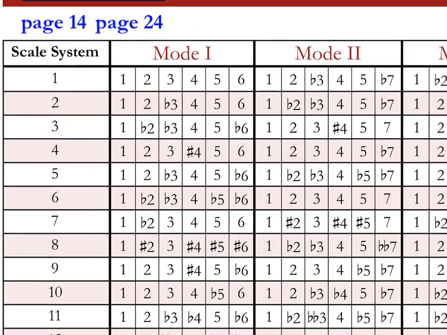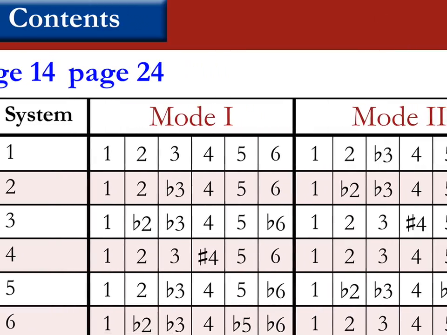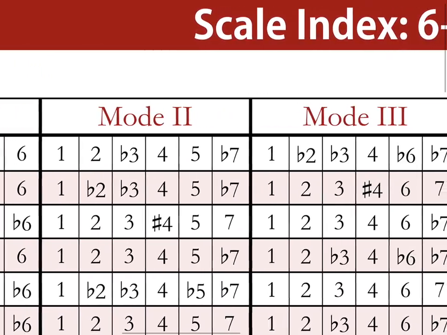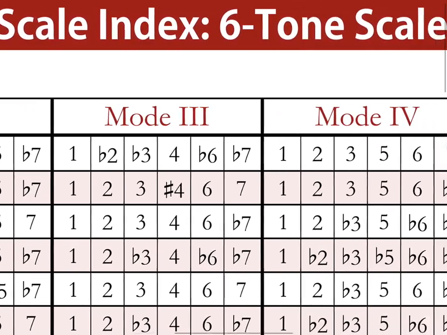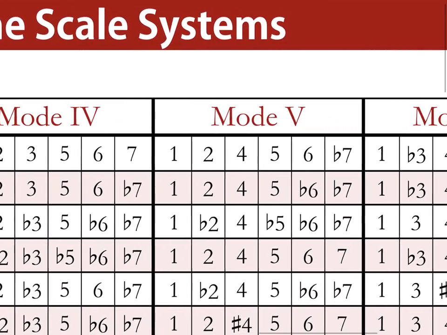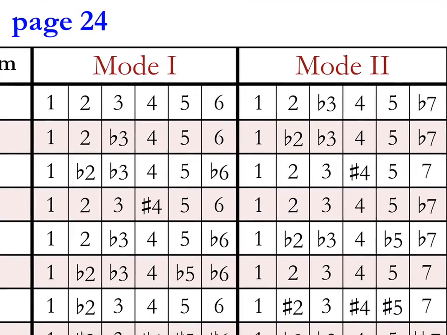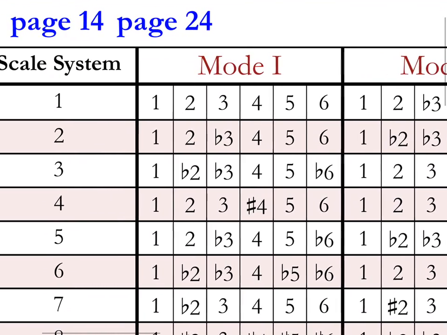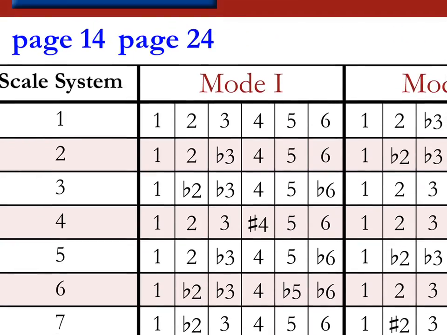If you notice, looking at scale system 1 here at the top, the first mode omits the 7th degree, the second mode omits the 6th degree, the third mode omits the 5th degree, the fourth mode omits the 4th degree, and the 5th mode omits the 3rd degree, and the 6th mode omits the 2nd degree. In this book, every 6-tone scale system will omit the same degree for each of the modes.